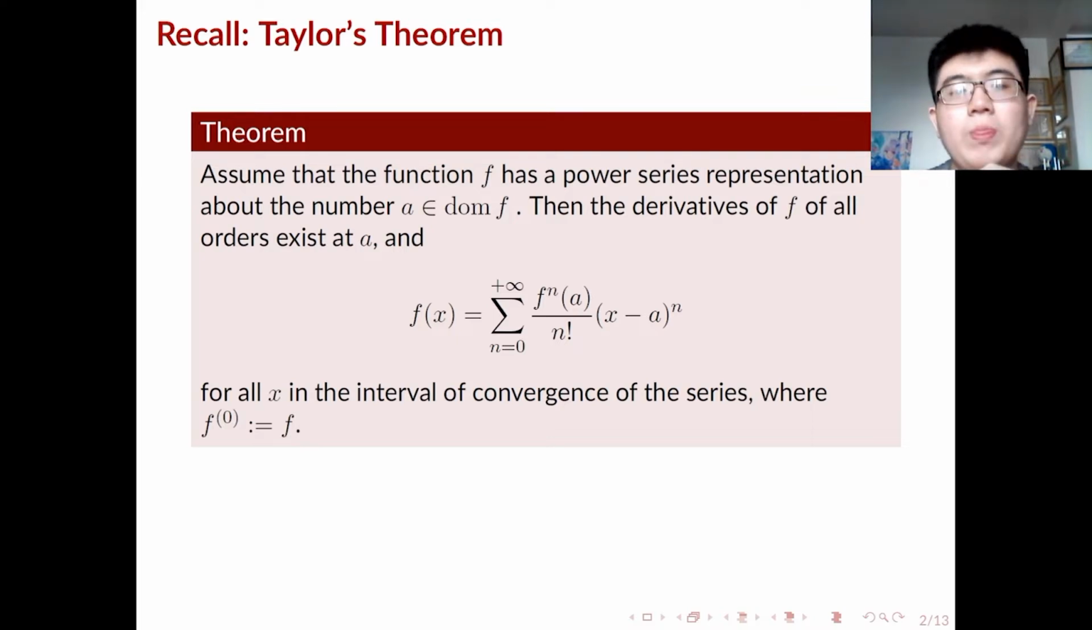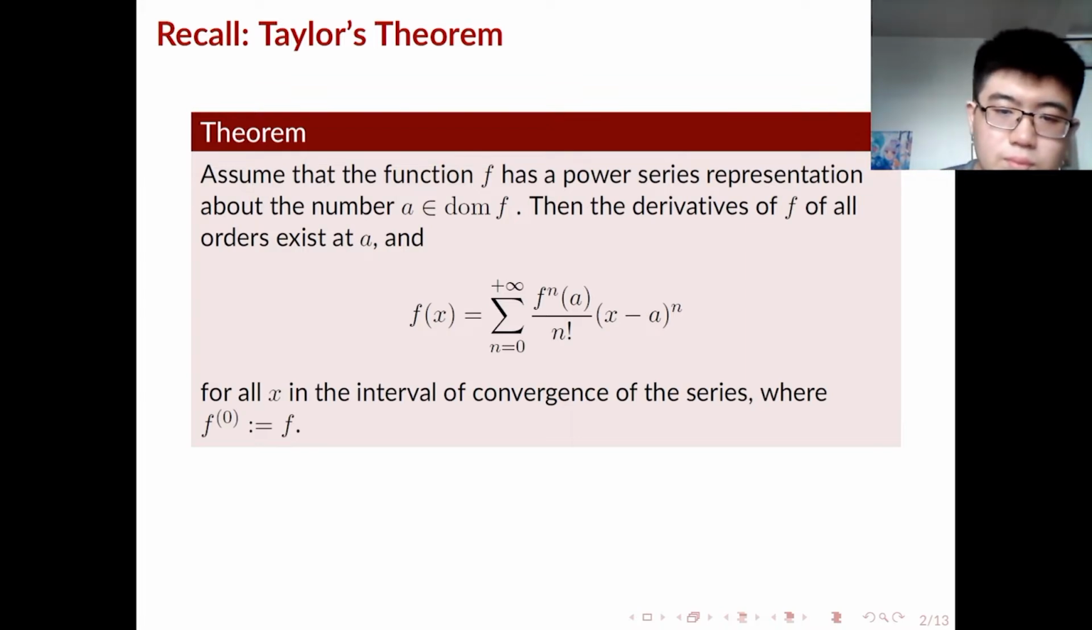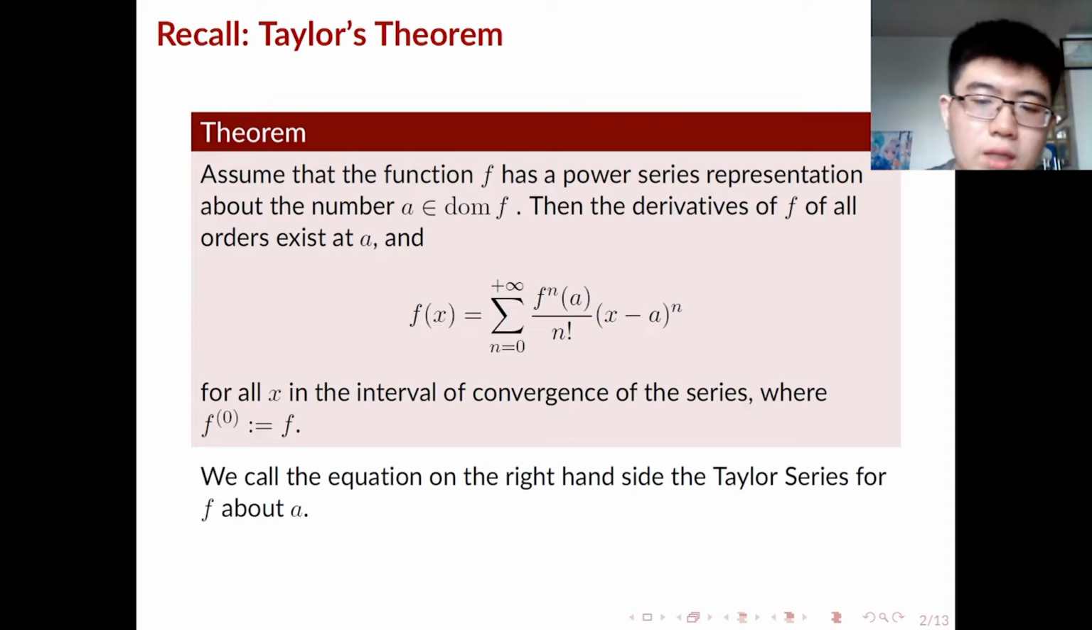series given by f raised to n of a all over n factorial times the difference of x minus a raised to the nth power, wherein f raised to n is the nth derivative of f. And this works for all x in the interval of convergence of the series, wherein f raised to 0 is predefined to be our original function f. Okay, so we call the right hand side the Taylor series of f about a. And furthermore, whenever a is 0, this is called the Maclaurin series.